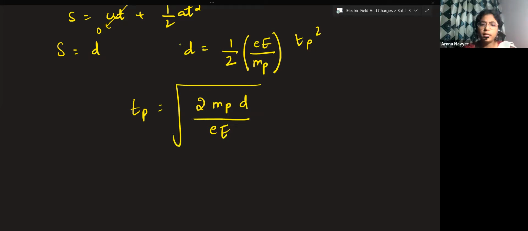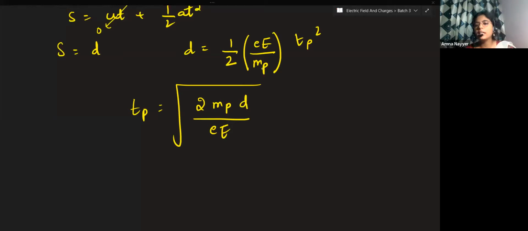No, not 1.9, it's 1.6 only. If you have a negative charge, you can add a negative sign, minus 1.6 into 10 to the power minus 19. And if you have a positive charge, then you can write plus 1.6 into 10 to the power minus 19. So this is the time taken by the proton.